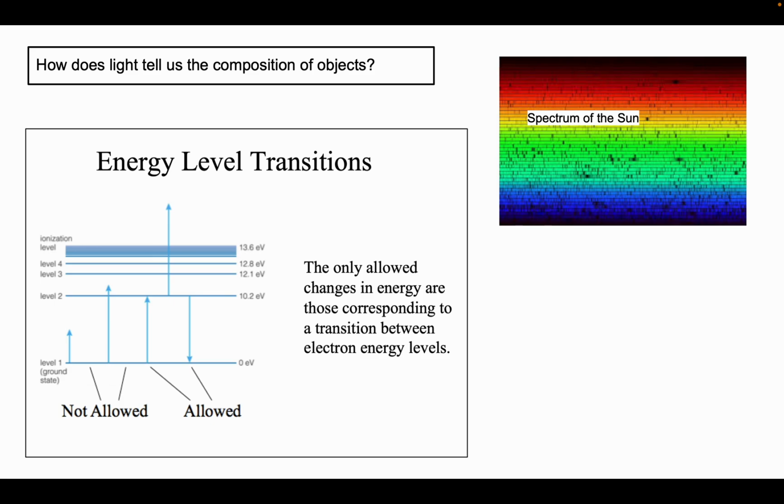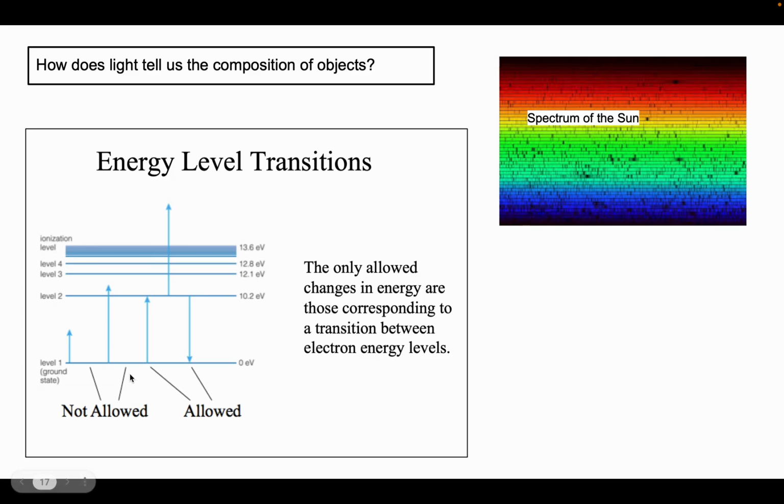So now, how does the light tell us about the composition of an object? For the composition of the object, there is energy level transition, and the only allowed changes in the energy are those that correspond to a transition between electronic energy levels. In the atom, there are different energy levels, as we know. The lower energy level is the ground level, and the upper energy level is the excited level.